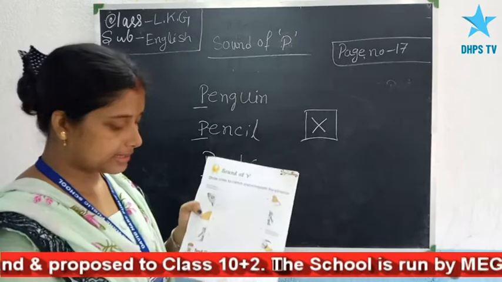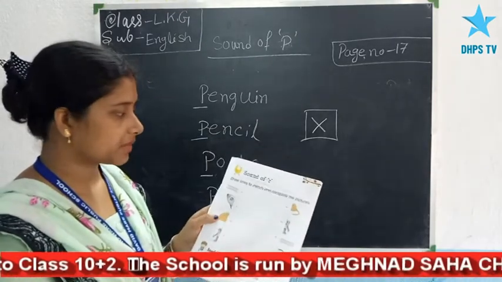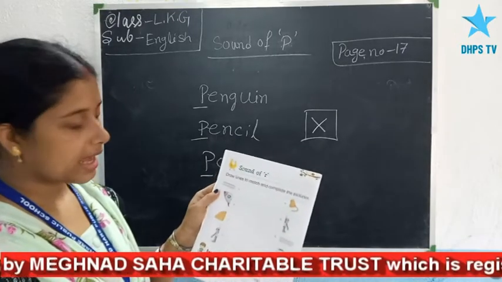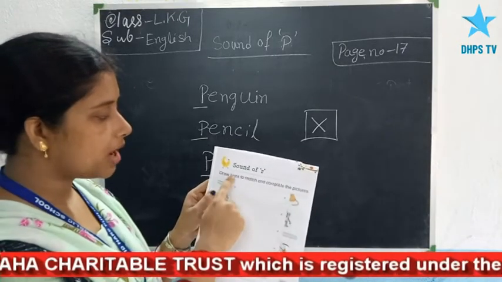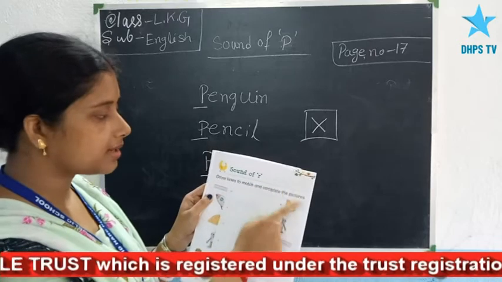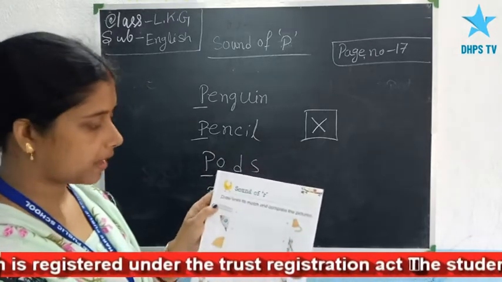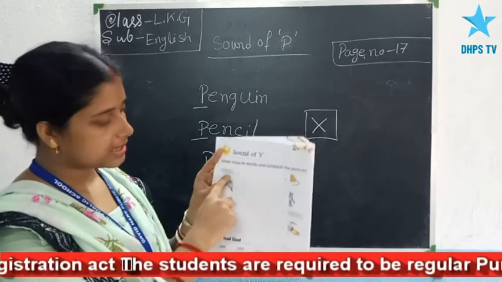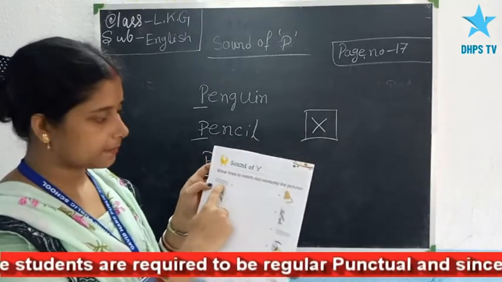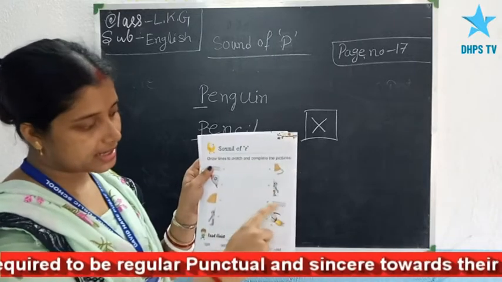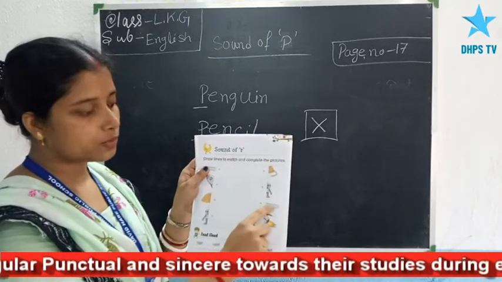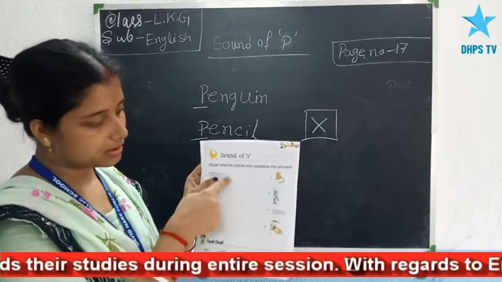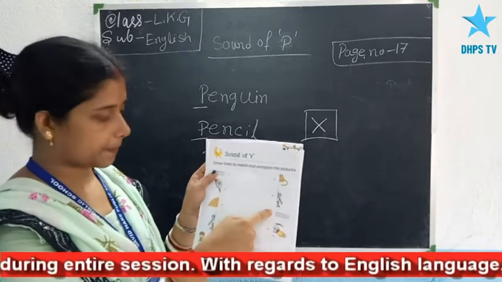Then turn to page number 23, and here the new alphabet is R, and the task is to draw lines to match and complete the pictures. On the left side you can see a part of a scale, and on the right side see here the remaining portion of the scale. So just join a line from here to here.